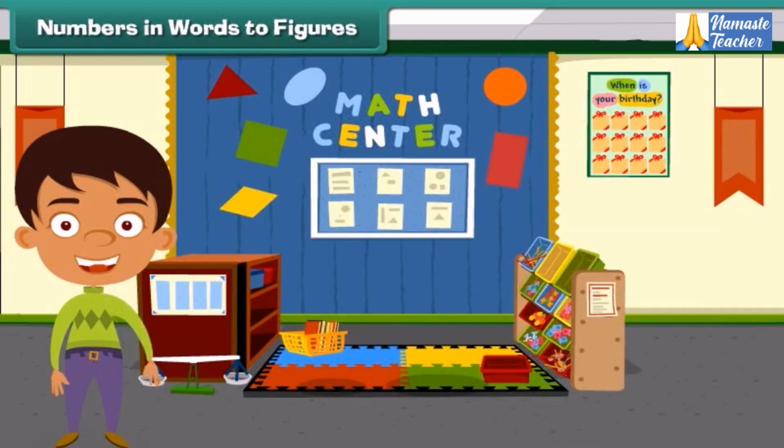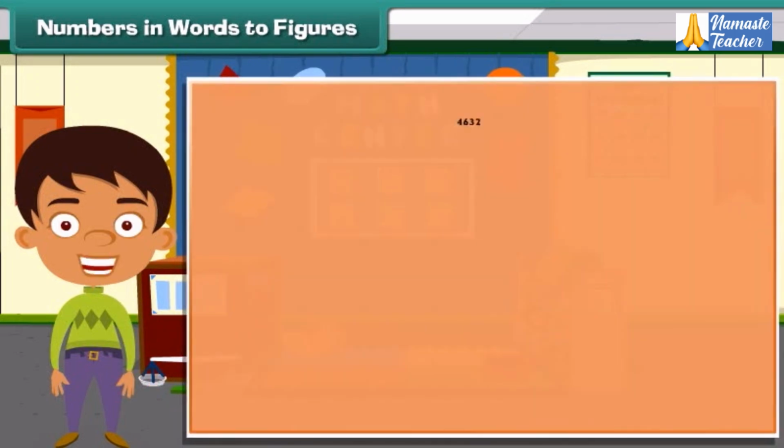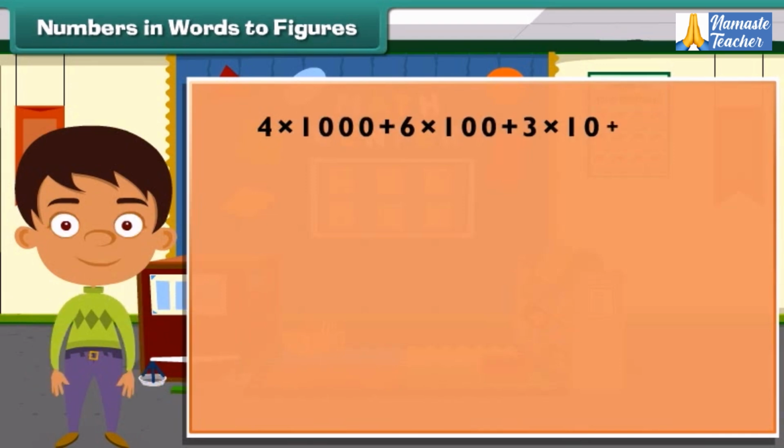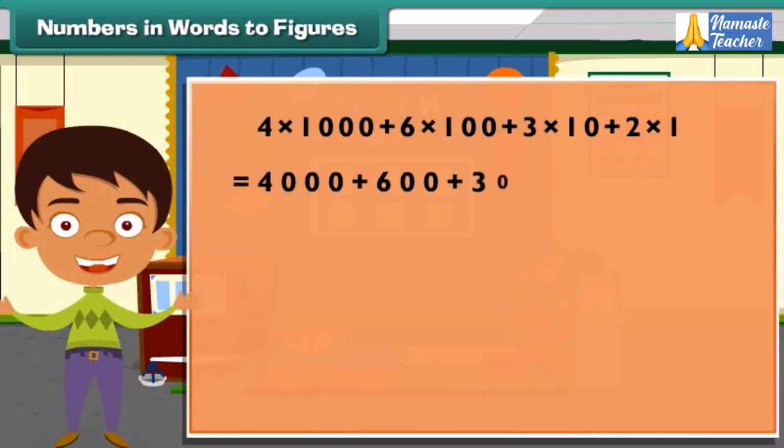Numbers in words to figures. Let us now translate numbers written in words into figures. Consider the number 4,632. The number in figures is 4 into 1000 plus 6 into 100 plus 3 into 10 plus 2 into 1 is equal to 4,000 plus 600 plus 30 plus 2, which equals 4,632. Let's try one more question.